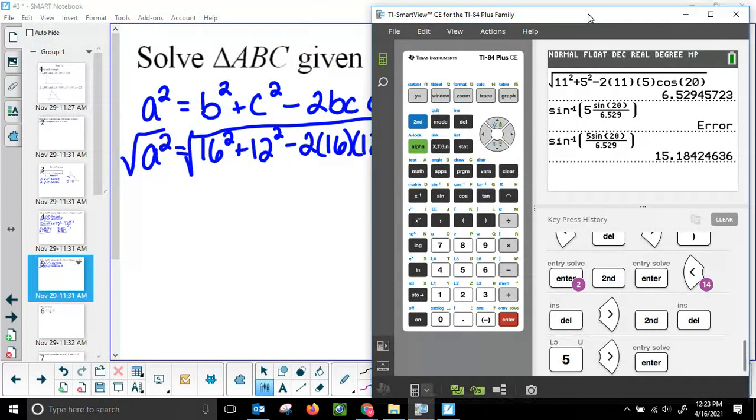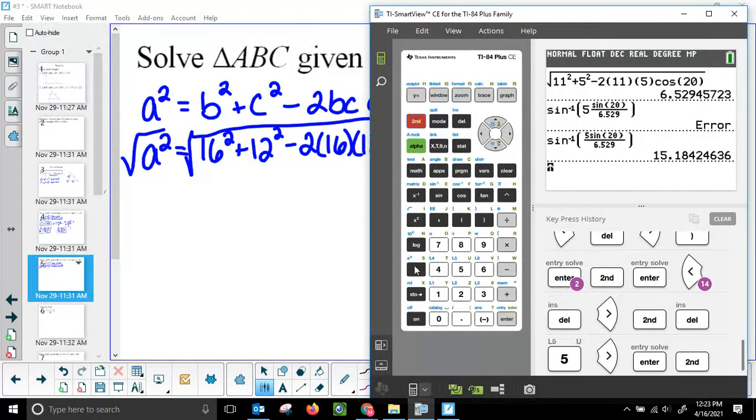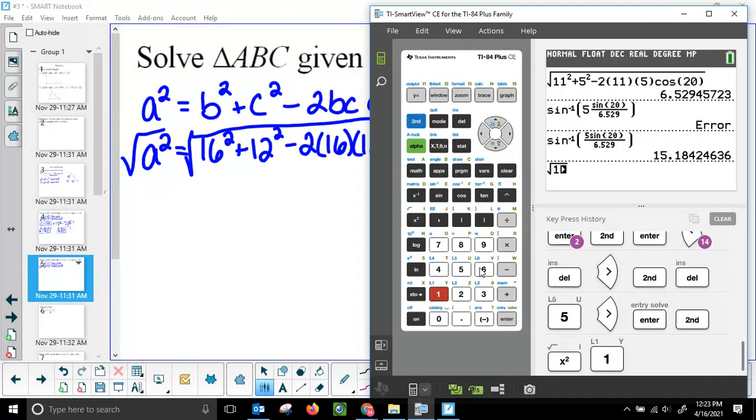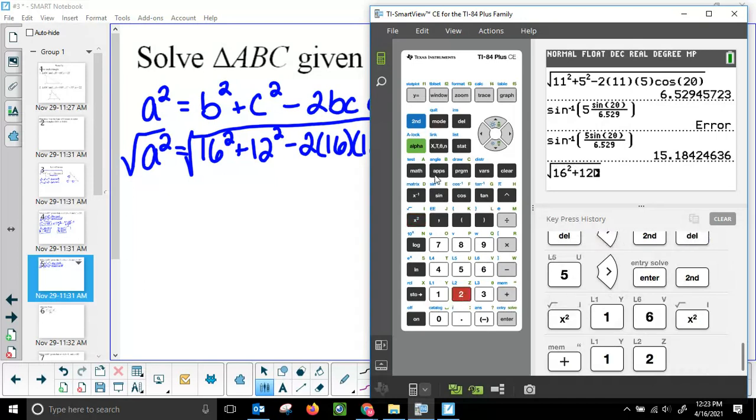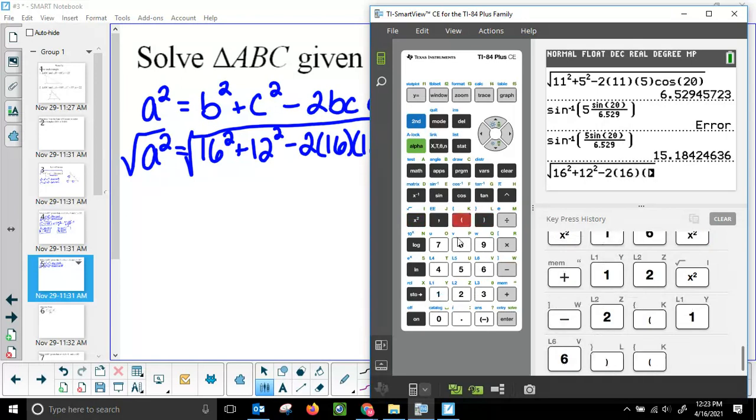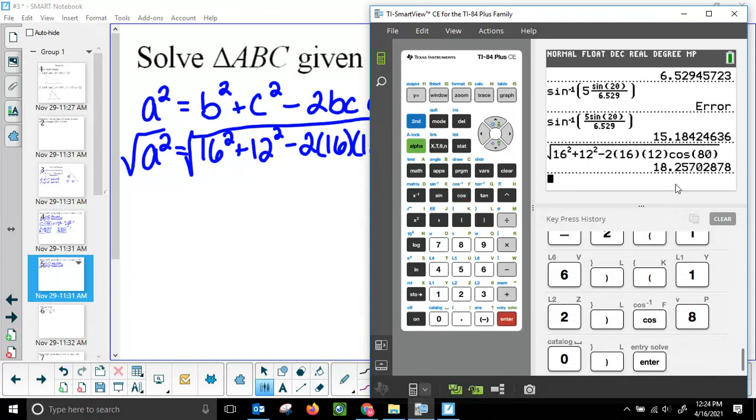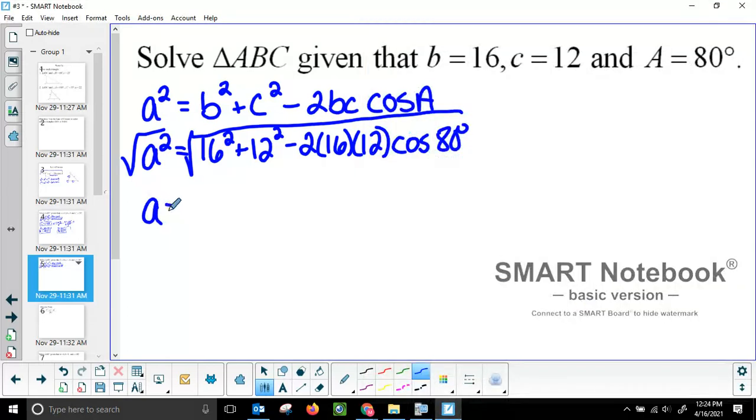So we can get out our calculator here, and we can say the square root of 16 squared plus 12 squared minus 2 times 16 times 12 times the cosine of 80 degrees. We do that and we get 18.257. So A is equal to 18.257.